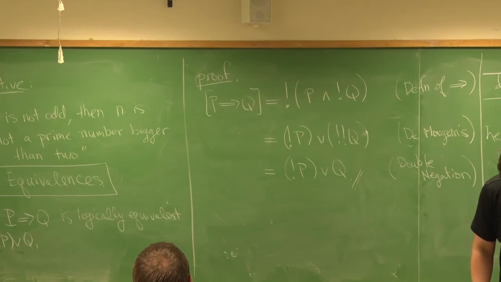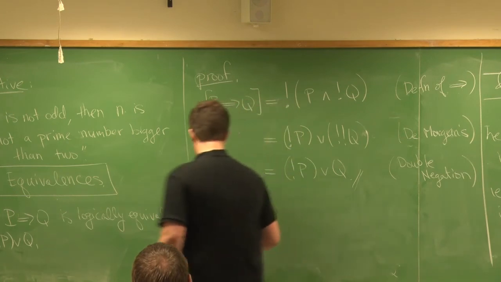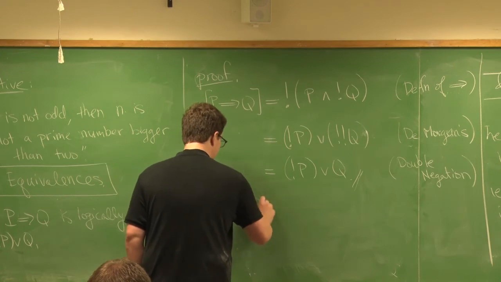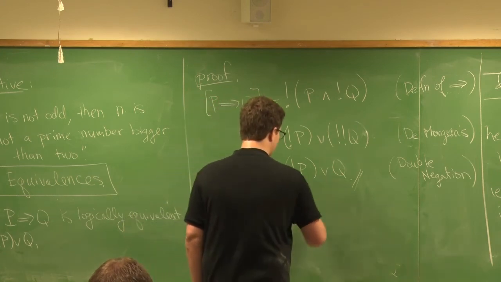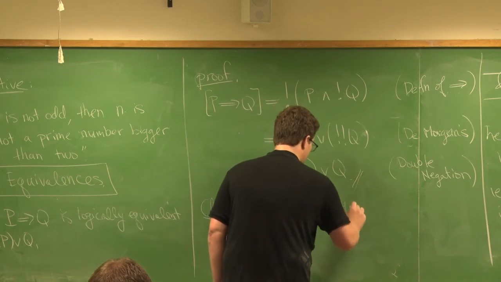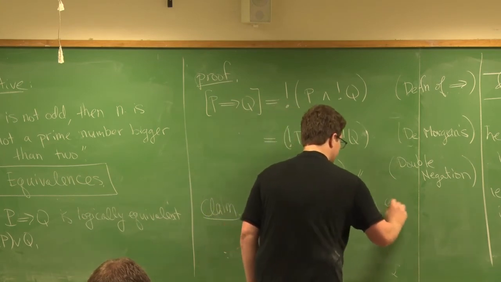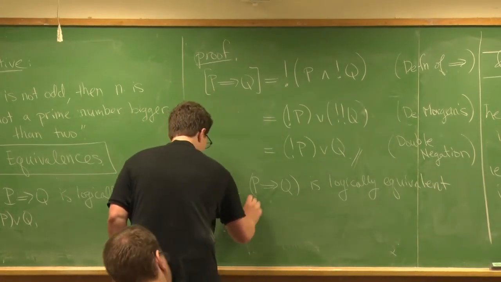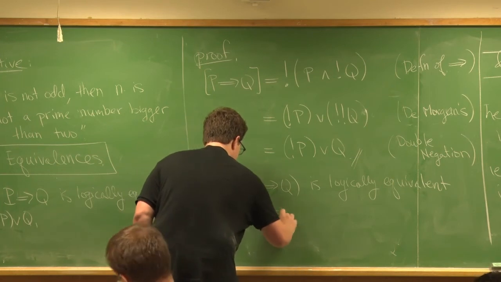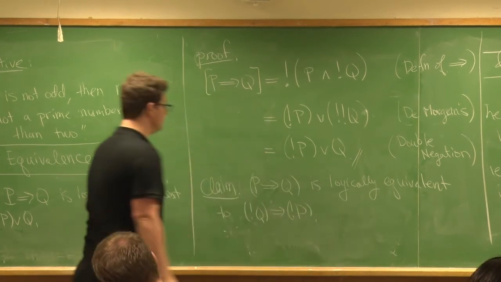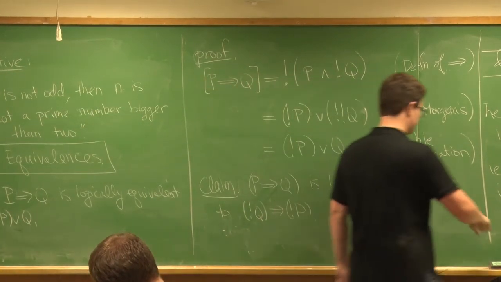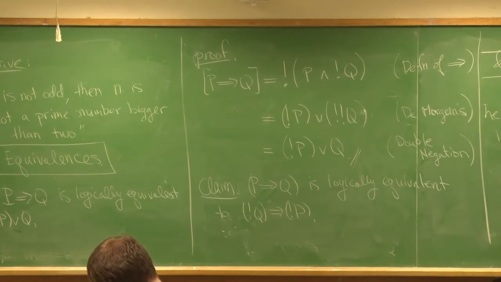Let's do another one. Here's another claim. The claim is that P implies Q is logically equivalent to the contrapositive, not Q implies not P. Here's what we're going to do. We'll do the proof up here.